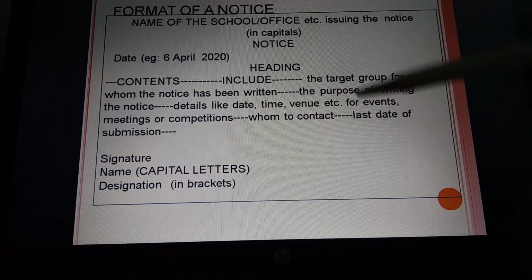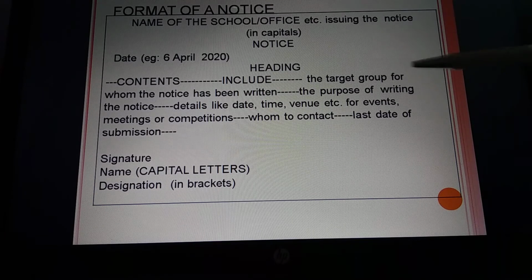Next, whom to contact. Definitely, for any further detail, whom to contact. And definitely don't forget to mention the last date of submission for meeting the criteria of the notice or the event. For example, the fees or the consent letter you have to submit, what is the last date of doing so?